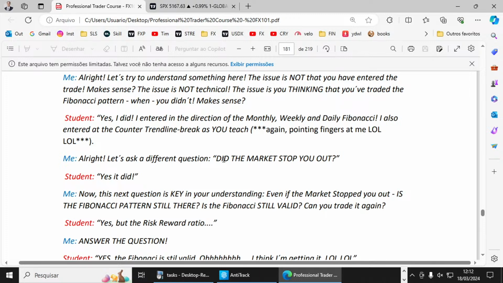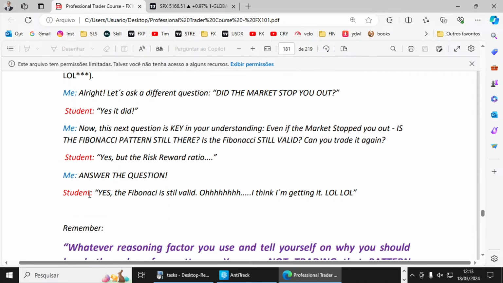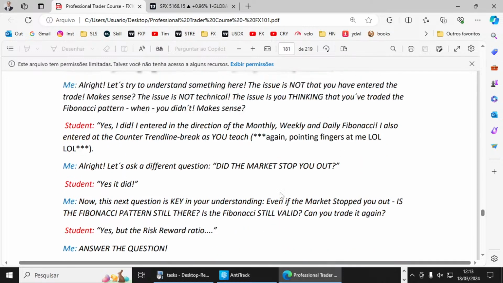Alright, let's ask a different question. Did the market stop you out? Student, yes it did. Now, the next question is key in your understanding. Even if the market stopped you out, is the Fibonacci pattern still there? Is the Fibonacci still valid? And the stubborn student, oh yeah, but the risk reward, and me, now I'm getting angry with the student, answer the question. And the student finally admits, oh yes, the Fibonacci is still valid. Oh, I think I'm getting it.